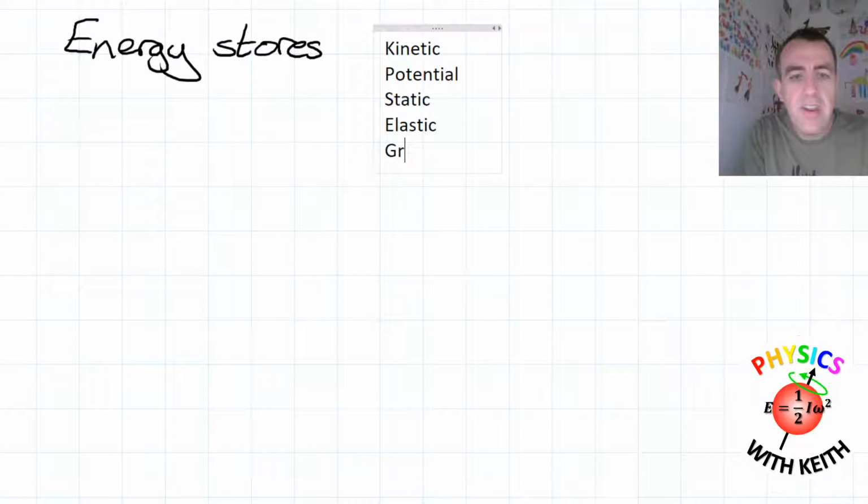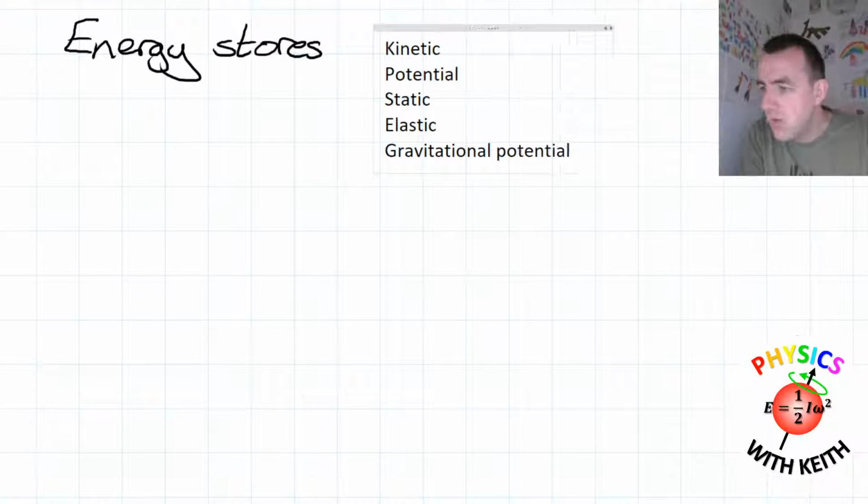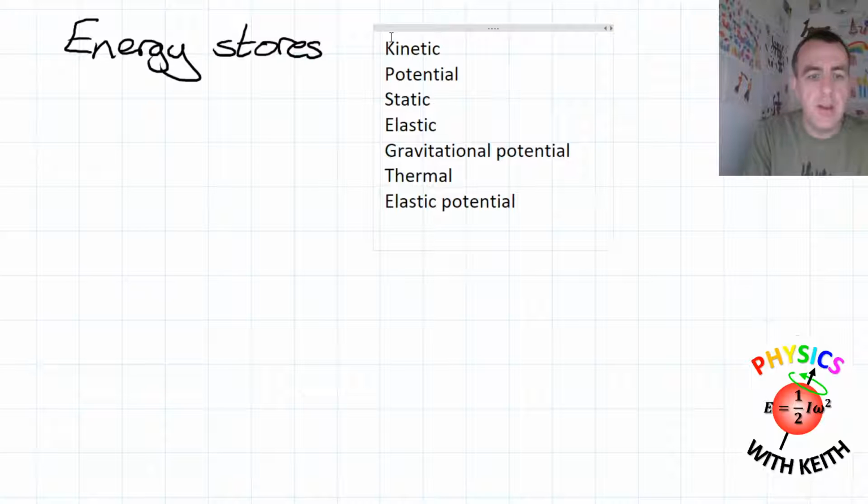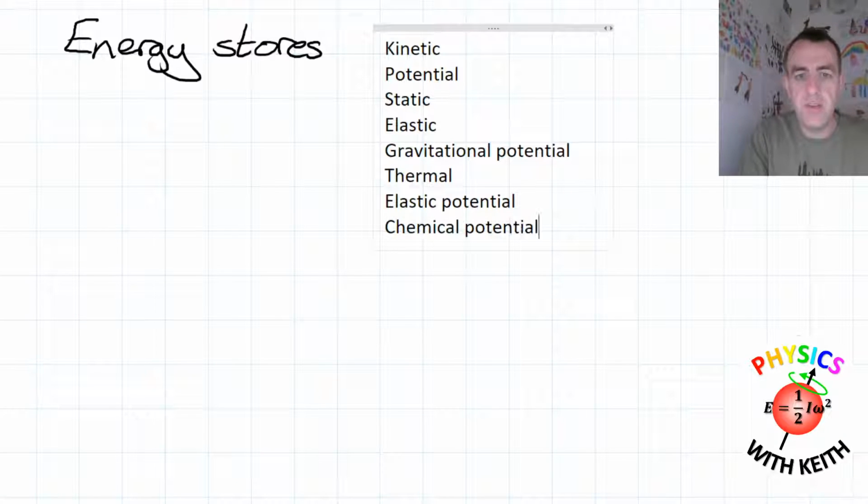Kinetic, gravitational potential, we've got thermal, we've got elastic potential. Okay, so we'll stick with there, we've got a list. Oh, chemical, nice, well done, Freya. Chemical potential, I'm going to add the word potential in there, chemical potential.